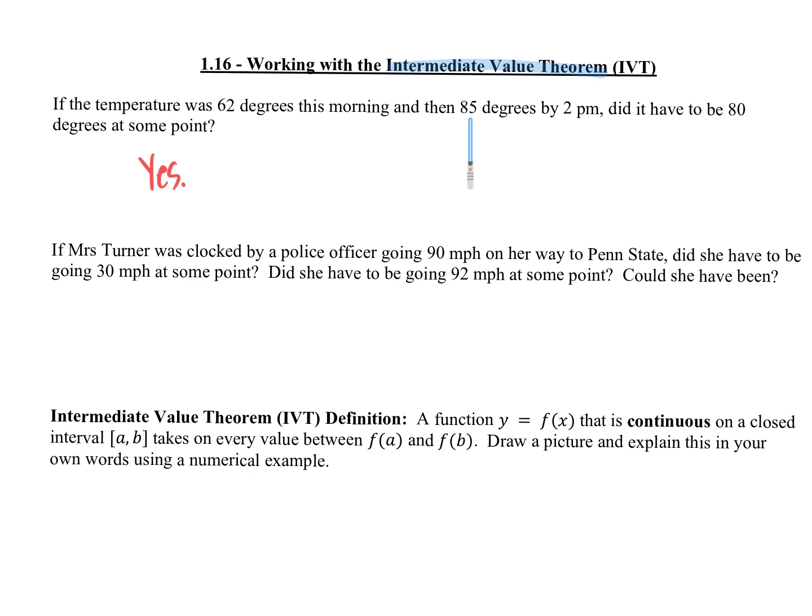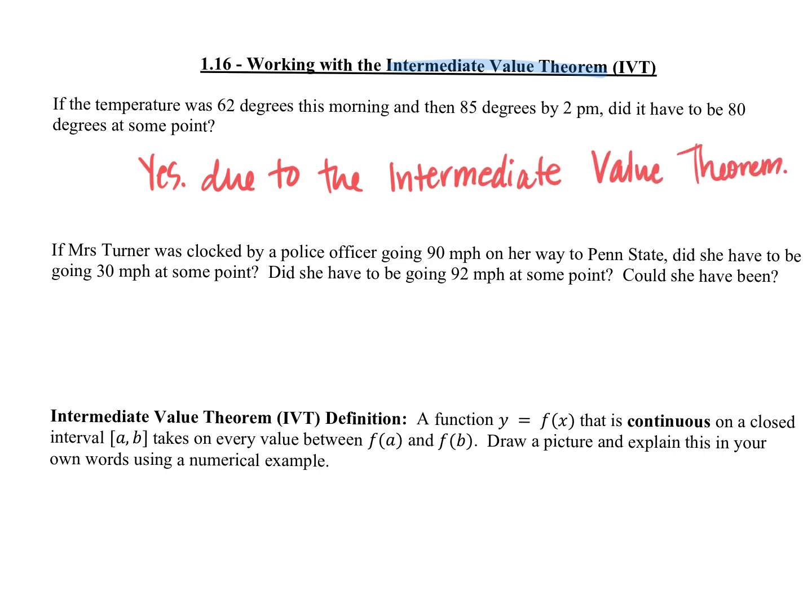So to go from 62 to 85, do we have to cross through every single number from 62 to 85? Yeah. So we're going to say due to the intermediate value theorem. Let's just write it this first time, just so it gets in your pencil, in your brain, intermediate value theorem. To me, this one is very commonsensey.